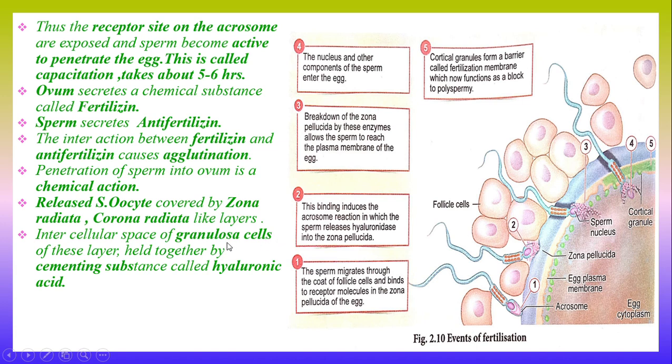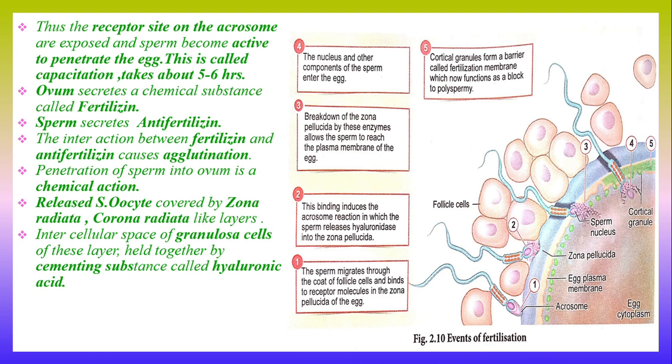Intercellular space of the granulosa cells of this layer is held together by the substance called hyaluronic acid. See, in the corona radiata layer, the corona radiata cells and follicular cells. Like that, the zona pellucida also has the follicular granulosa cells. The granulosa cells of this layer are held together one another by means of the cementing substance called hyaluronic acid. One mark like hyaluronic acid. அதுக்கு என்ன வரணும்? ஹையலூரானிடேஸ் அப்படிங்கிற என்சைம், that is called the sperm lysin. இதுல இருக்கும் sperm acrosome, for dissolving or neutralizing the hyaluronic acid, a substance is secreted from the acrosome that is called sperm lysin. Such a sperm lysin contains the hyaluronidase.